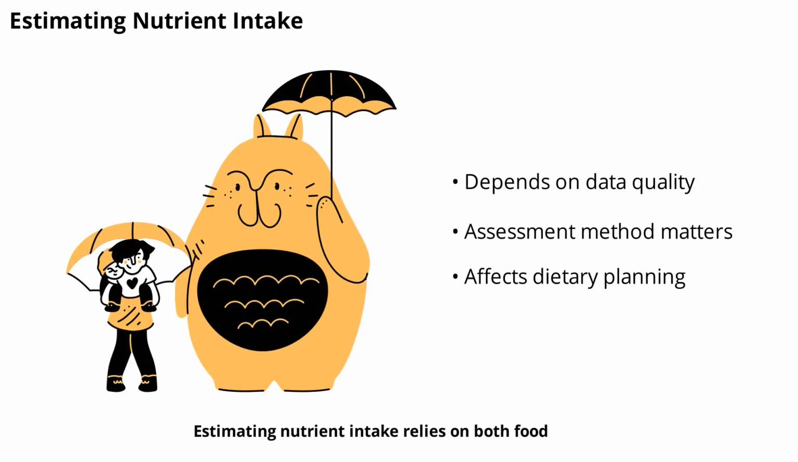Estimating nutrient intake relies on both food composition data and accurate records of food consumption. The accuracy of intake estimates depends on the quality of both datasets. Limitations in dietary assessment methods, such as portion size estimation, can affect results. Users should be aware of these challenges when using food composition data for research or dietary planning.